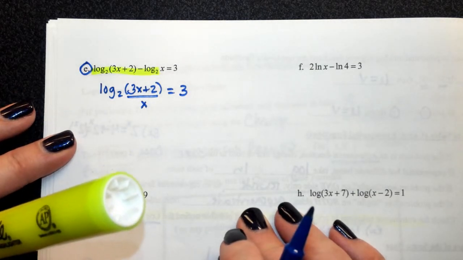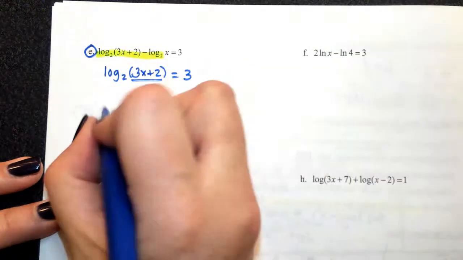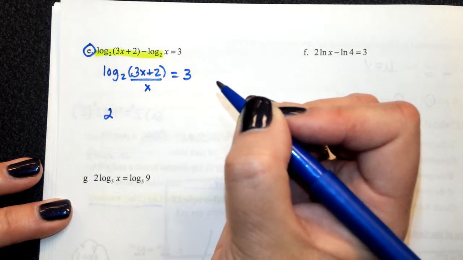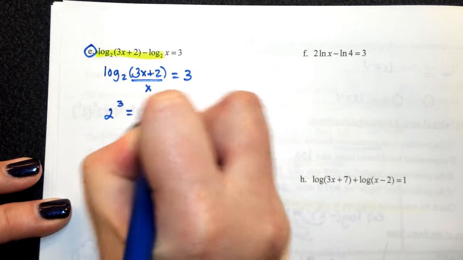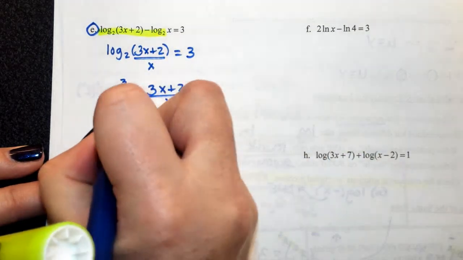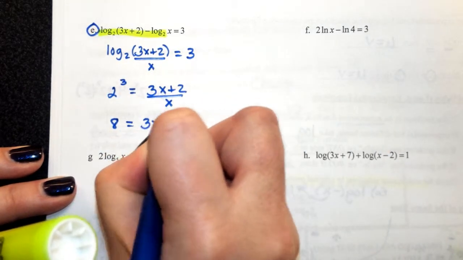Now that you've got a single logarithm, now you can change it into exponential form. The base of my logarithm is 2. What's the exponent for 2 going to be? 3 equals (3x plus 2) over x. So I know that 2 to the third is 8. So 8 equals (3x plus 2) all over x.